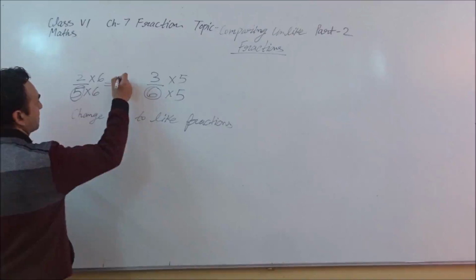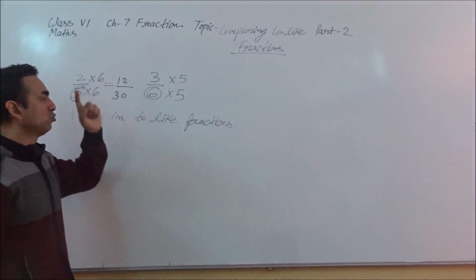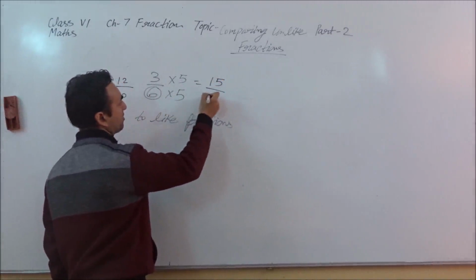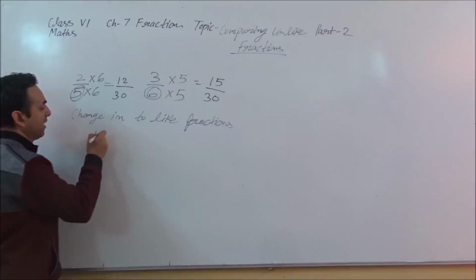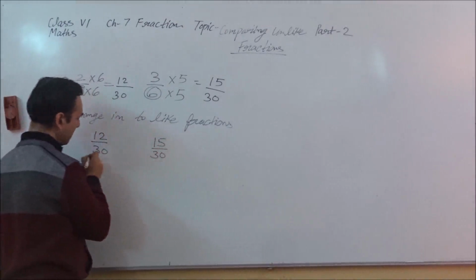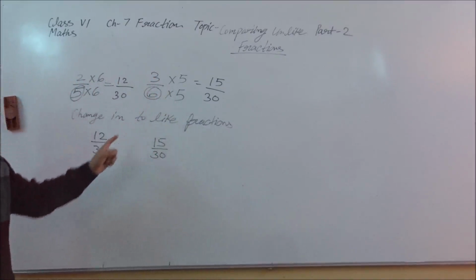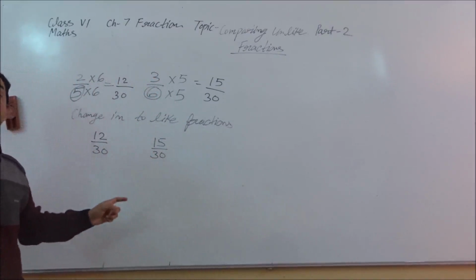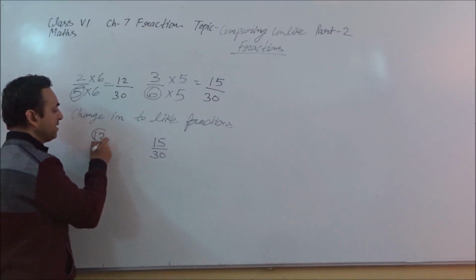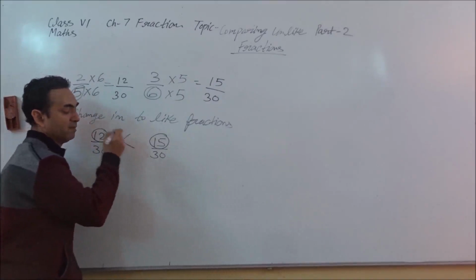So 6 twos are 12, 5 sixes are 30. The first fraction changes into 12 upon 30. And 3 fives are 15 and 5 sixes are 30. So you get 12 upon 30 and 15 upon 30. Now you can see the denominators are the same. So the given fractions 2 upon 5 and 3 upon 6 are changed into like fractions. Now we can compare very easily 12 and 15. So the first fraction is smaller, so we take here less than.